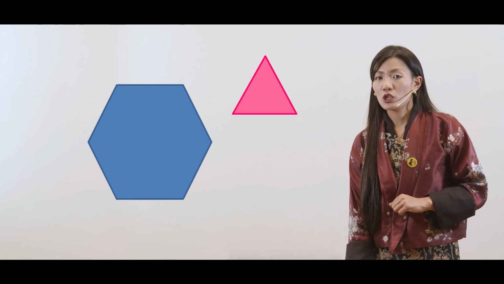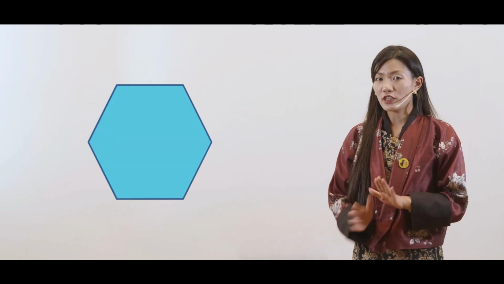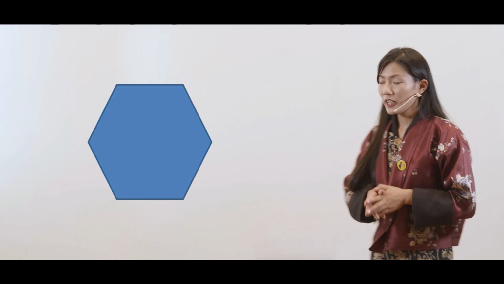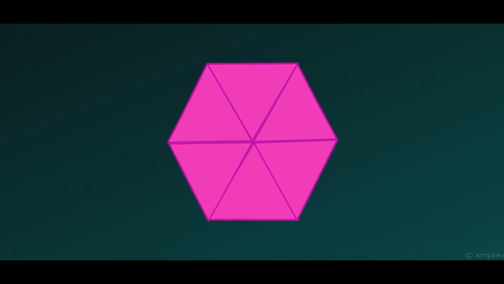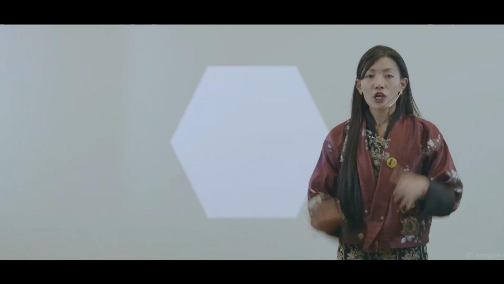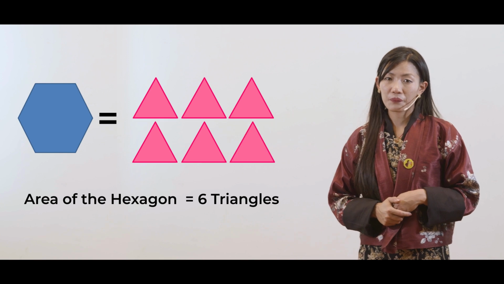All right, now let us use the same hexagon and measure the area, this time using triangles. We need to fit in the triangles to cover the surface of the hexagon. Let us do that. We have 1 triangle, 2, 3, 4, 5, and 6. 6 triangles are needed to cover the surface of the hexagon, right? So the area of the hexagon is equal to 6 triangles.